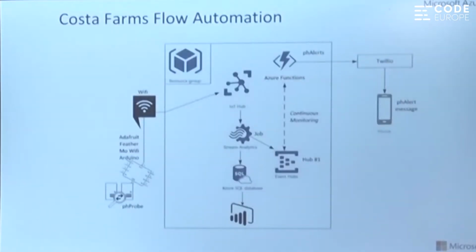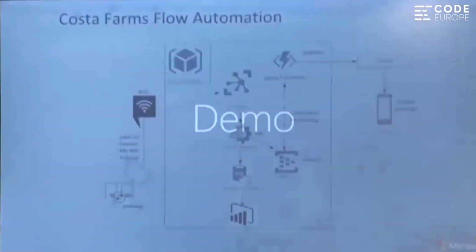So this is what we actually put into place. And it's very, very similar to what I said before. It's actually a little bit simpler. So we have the pH probe hooked up to the Adafruit Feather M0 Wi-Fi Arduino. It's connected to the Wi-Fi network. Every second, it takes the pH level. And actually, I'm sorry, I missed one thing here.